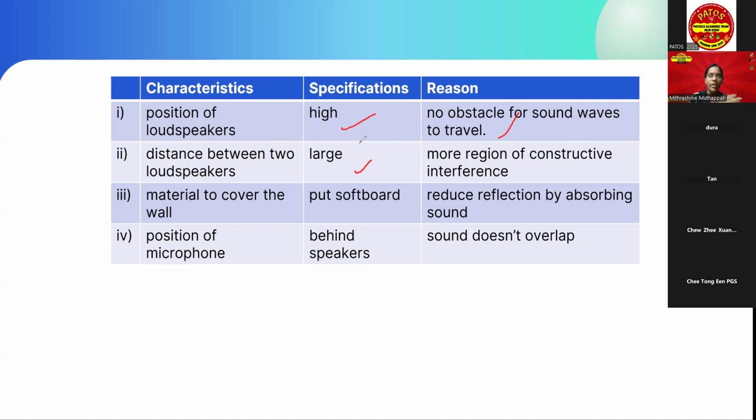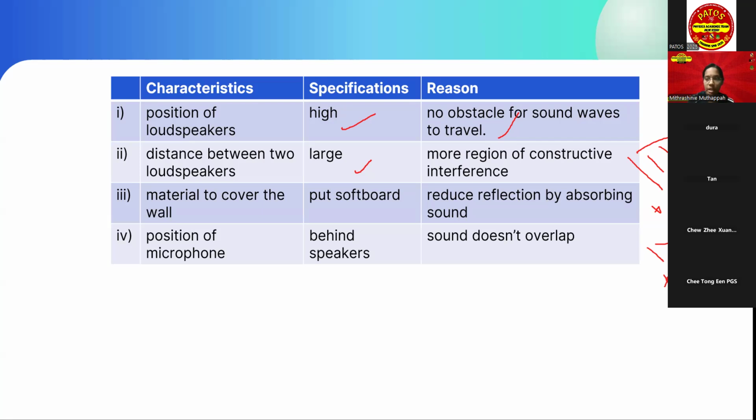So when the area covered by the sound is wider, there will be more constructive interference occurring. If you don't understand what I'm talking about, this is two speakers with a large distance, and the area covered is this white area in between. Over here we have another one with a small area covered. This is the small area covered, and this is the larger area covered. So with a larger area, we will have more constructive interference.